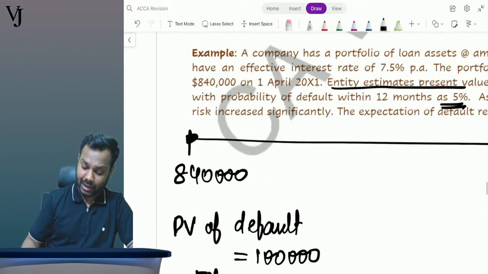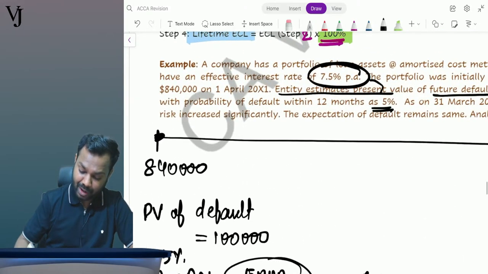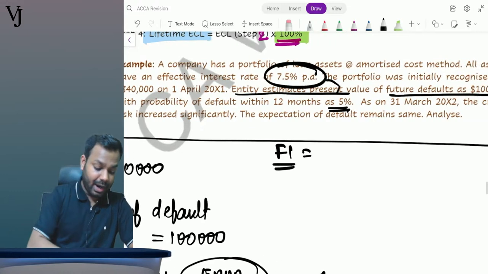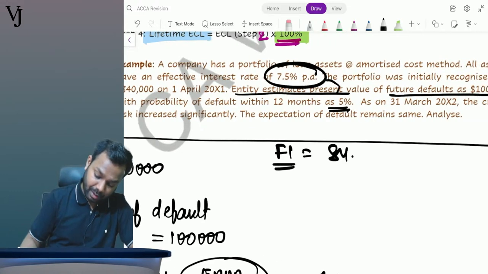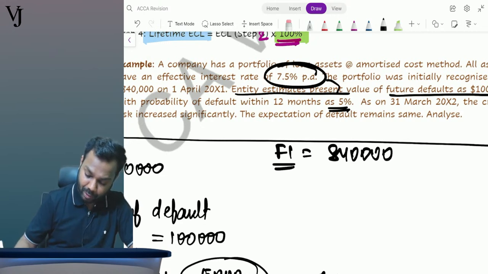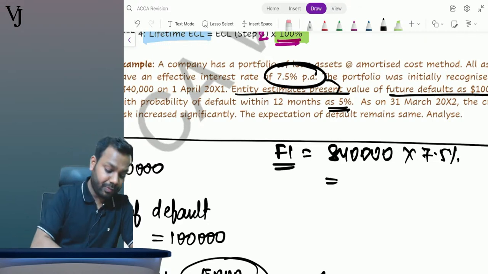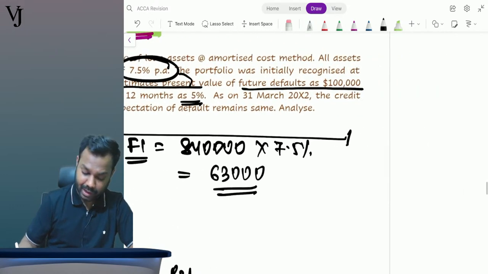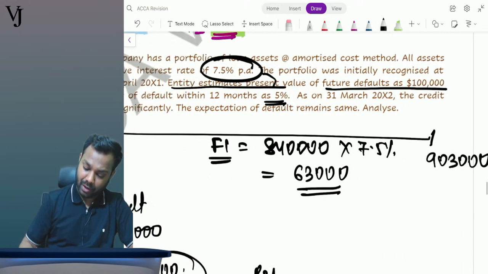Now tell me here, what is the effective interest rate? 7.5%. So what is the finance income here? 840,000 multiplied by 7.5%, which equals 63,000. Right, so the balance becomes how much? 840 plus 63 is 903,000. Right, now what happens here?